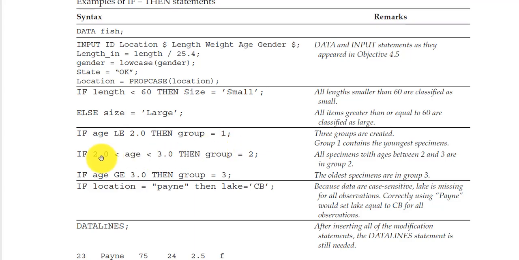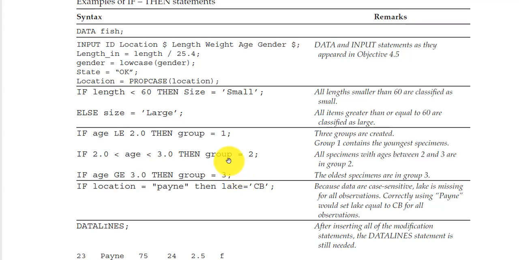If it's greater than 2 but strictly less than 3, so notice less than or equal to 2, and then 2 is not included here, 3 is not included here. So if it's between 2 and 3, but not including the endpoints, it's going to be assigned to group 2. And for anything that is greater than or equal to 3 in age, it's going to be in group 3.